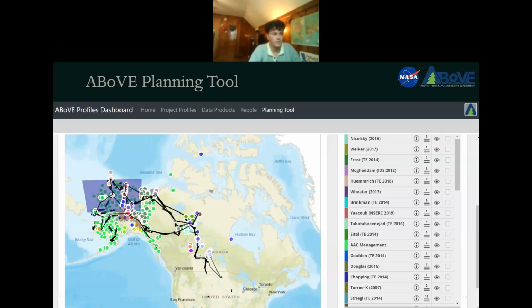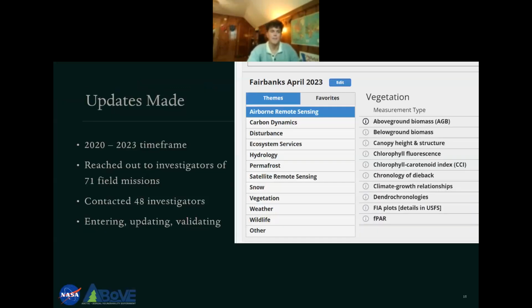Where does ABoVE already have data? Where should it go next? My job has been to reach out to many of the investigators within ABoVE in order to get this tool as up to date as possible. So in doing so, I used field plan documents and calendar entries to reach out to investigators of field missions. Specifically, I was provided with the calendars for the Fairbanks Equipment Office and the Canada ABoVE Resources calendar, as well as field plan spreadsheets from 2021, 22, and 23.